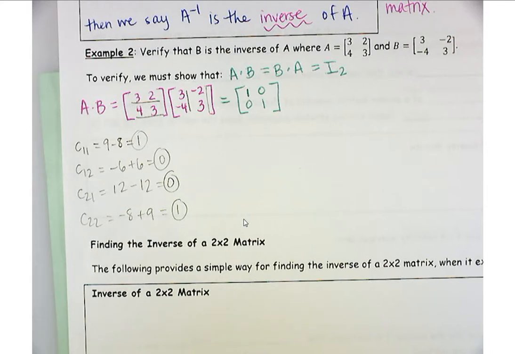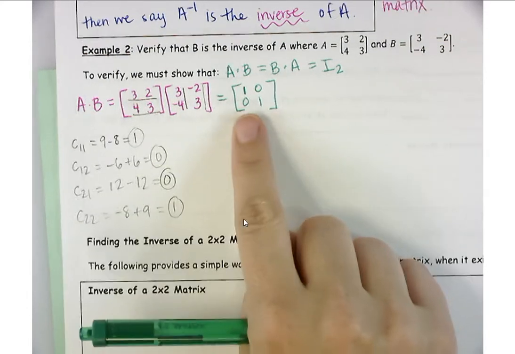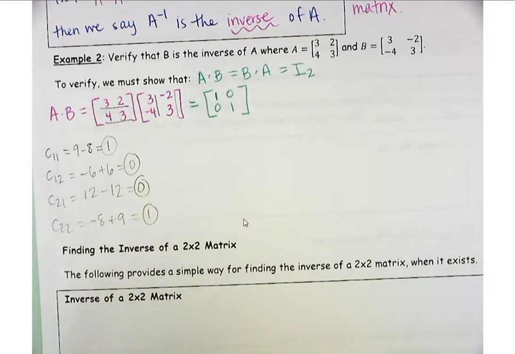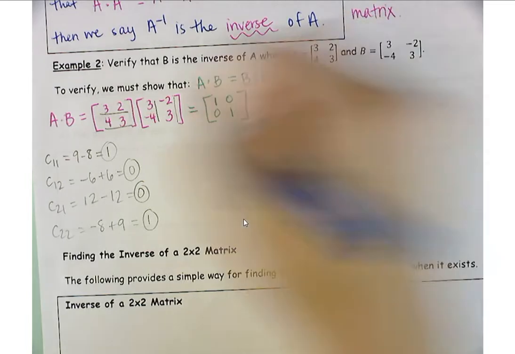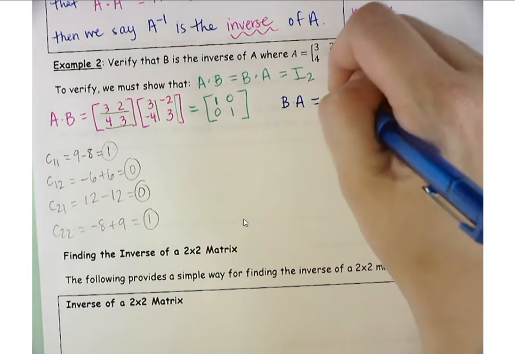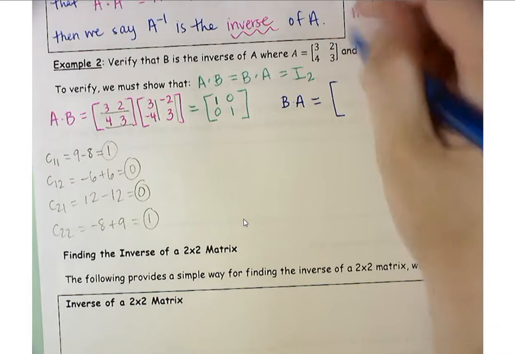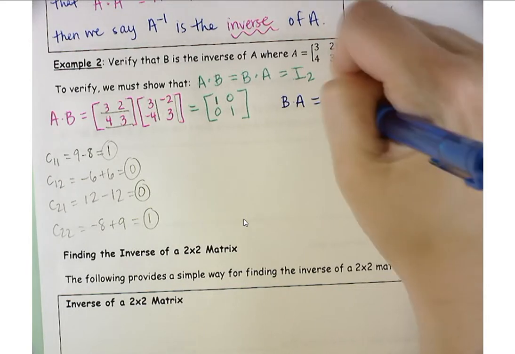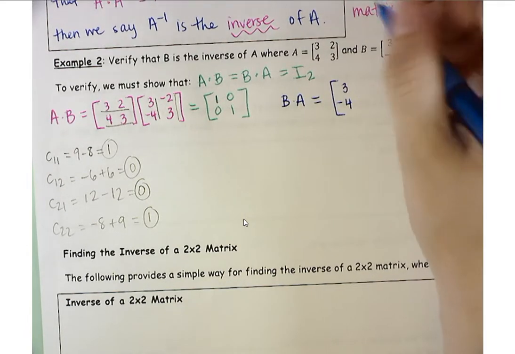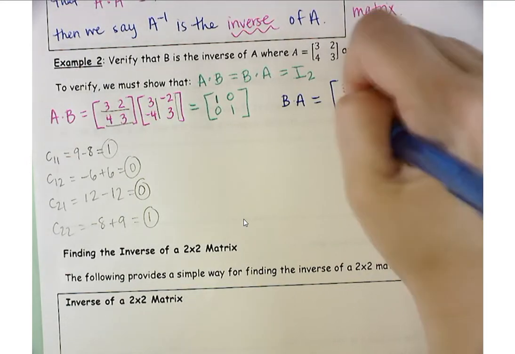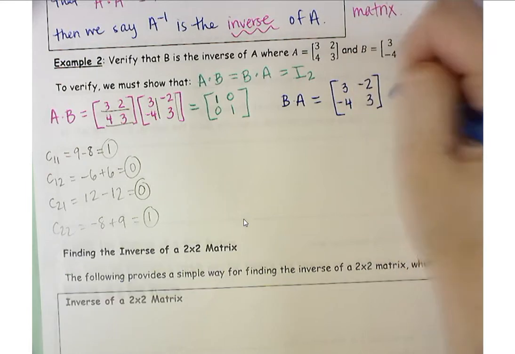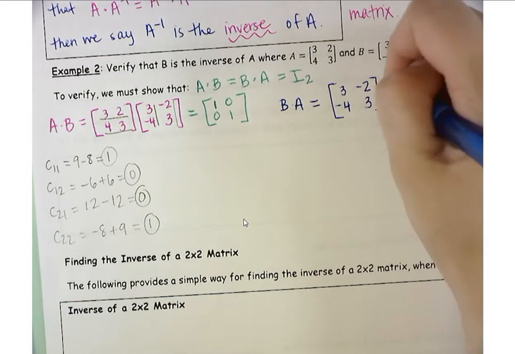Okay, so we've done half of it. Now that we've found that AB equals the identity, we have to make sure that B times A equals the identity. So let's go ahead and do B times A. And why do we have to make sure that we do both? Why do we have to do A times B and B times A? Yes, because multiplication is not commutative. So they're not necessarily going to be equal. But in this special case, they should be.